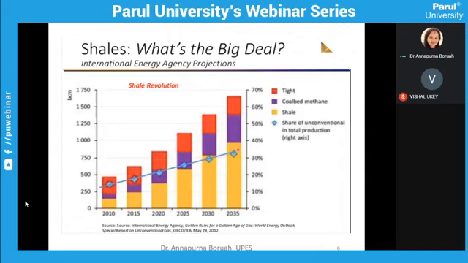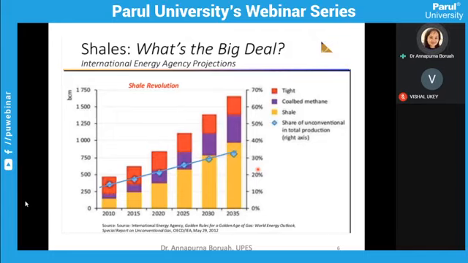Now, what is the big deal in the case of shale gas reservoirs? You can see the shale revolution started here. The red color is indicating tight gas, purple color is coal bed methane, and yellow color is indicating shale gas. The shale gas revolution started in 2010, and you can see how the production is increasing, and you can see the projected production up to 2035. So obviously the potential of unconventional shale gas resources is far beyond that of conventional resources. It has a great prospect for the future.